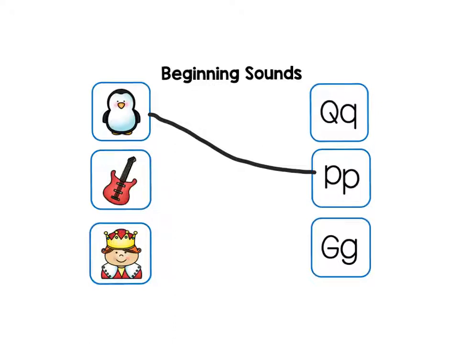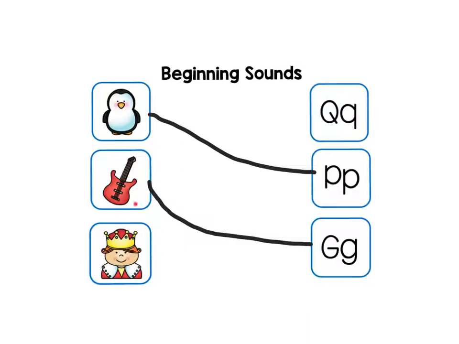Next picture I have is a picture of a guitar. So we only have two choices left. We have a qu sound or a j sound, and judging from those sounds, I'm going to draw a line from the guitar to the letter G. You're right, kindergarten. Guitar starts with the letter G.